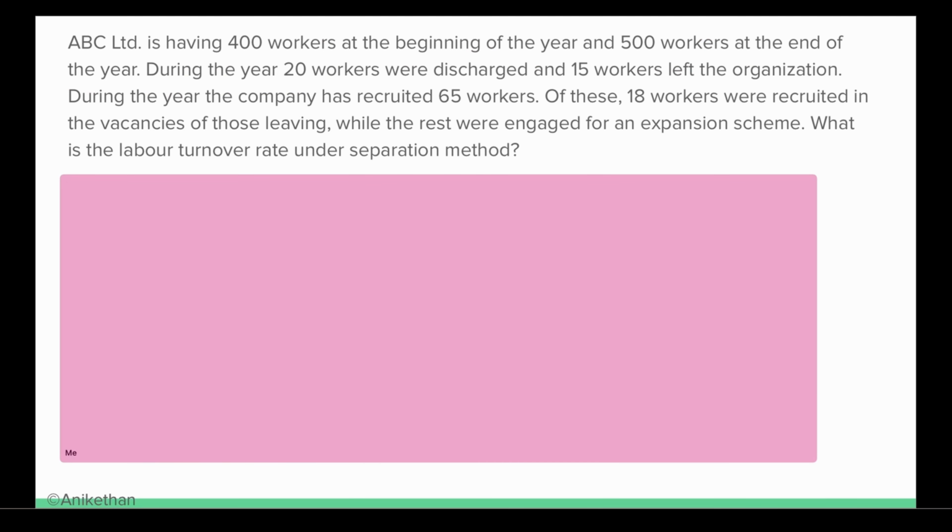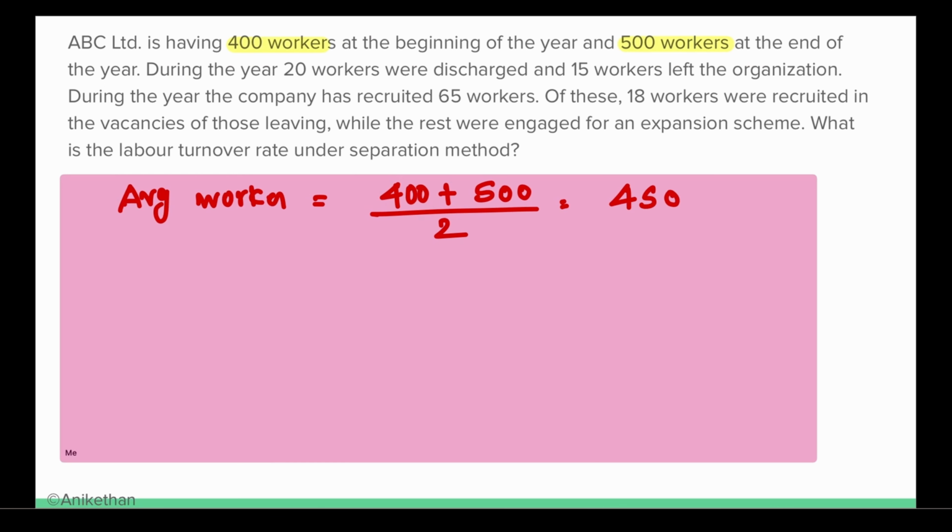To understand it better, we will solve a problem. When you look at a problem, you have to look at the data very carefully. We'll go through this. ABC Limited has 400 workers at the beginning of the year. This is important. And 500 workers at the end of the year. So you have to calculate the average workers like you learned: at the beginning of the year 400 plus at the end of the year 500, divided by 2, you will get 450. So this is your average. During the year, 20 workers were discharged. Discharge means they were separated.